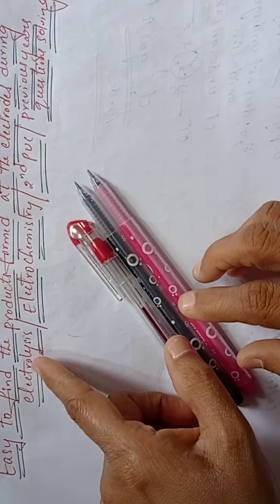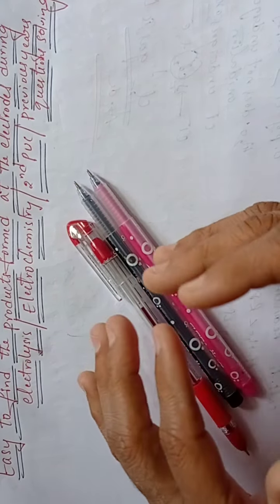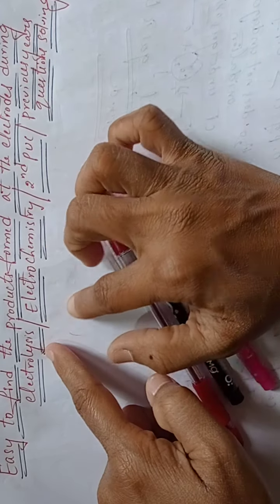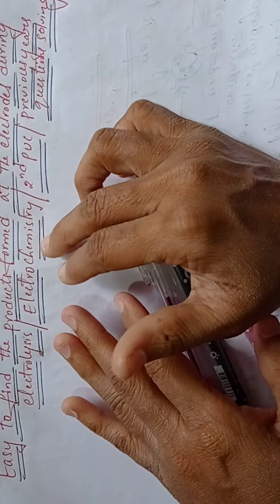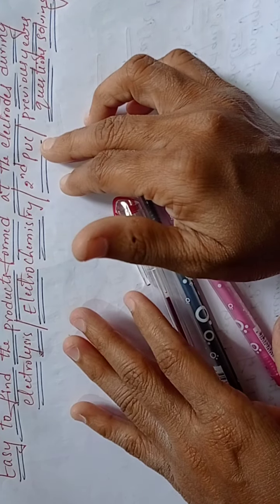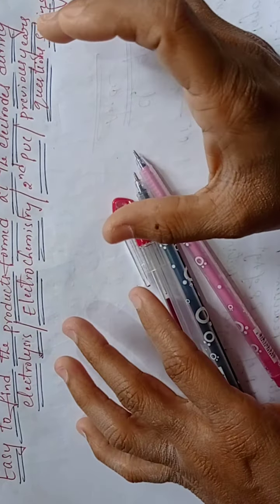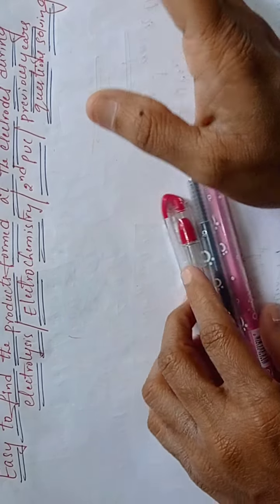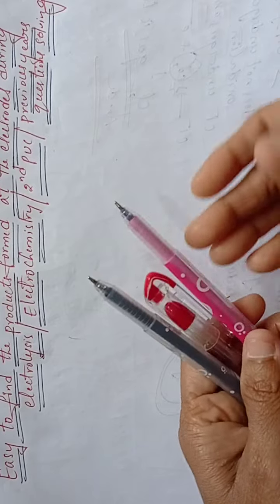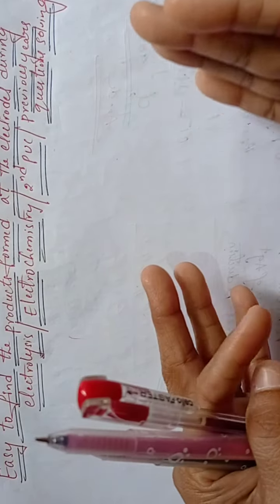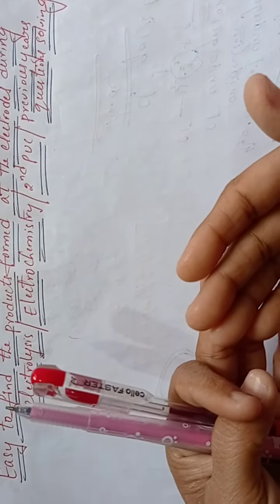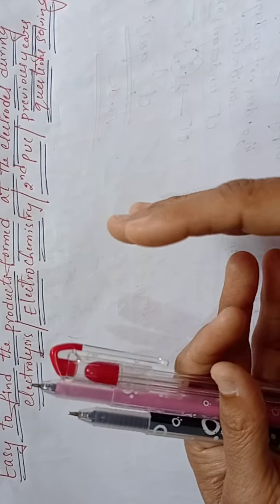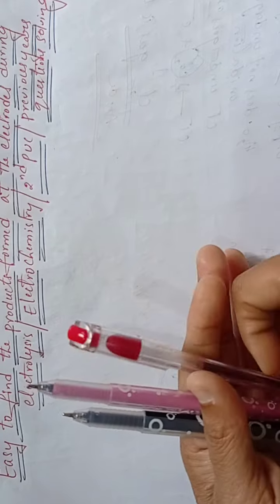In today's section I am going to discuss how to find the products formed at the electrodes during the electrolysis process. This topic is from electrochemistry, second PUC. Here I am going to solve previous year's questions. First of all, I will discuss two cases: the molten state and the aqueous state. What are the products formed at the electrodes? Now I am going to discuss.